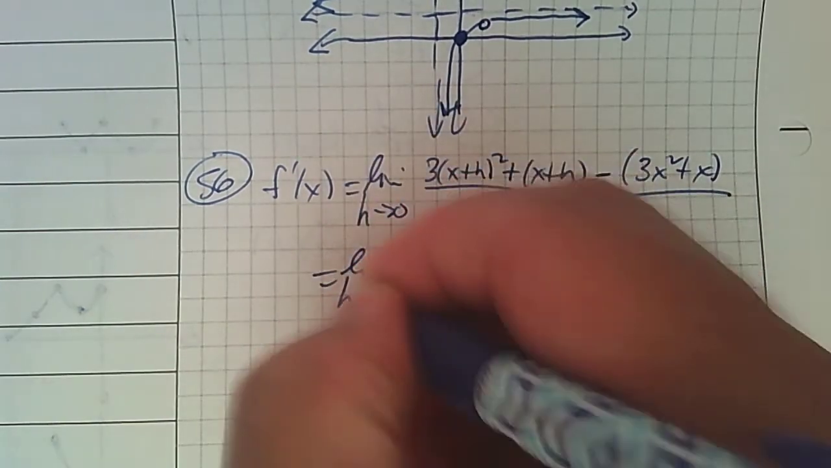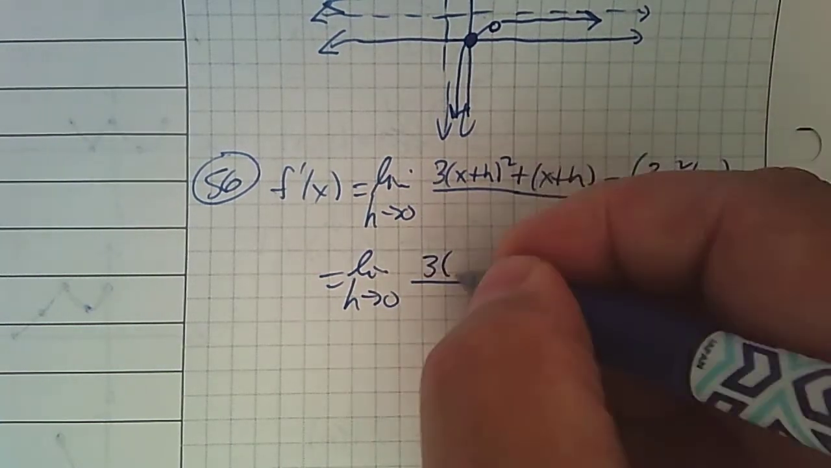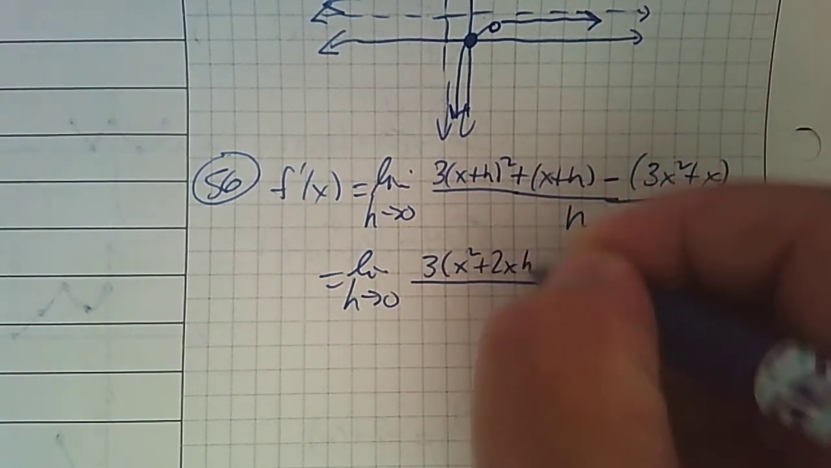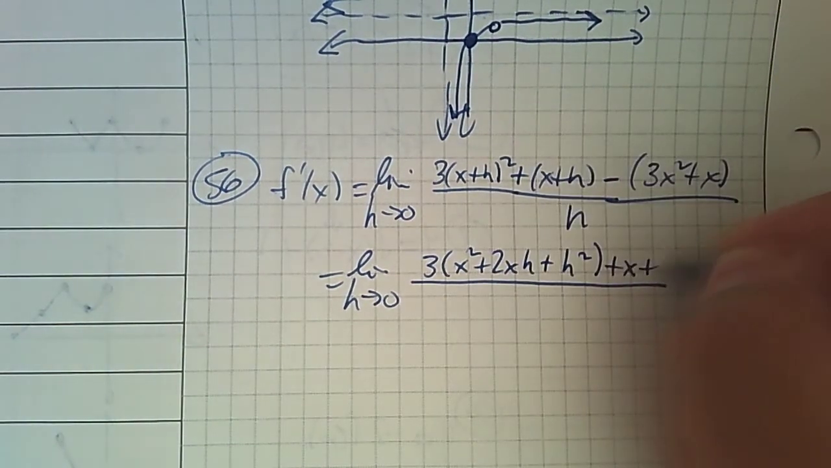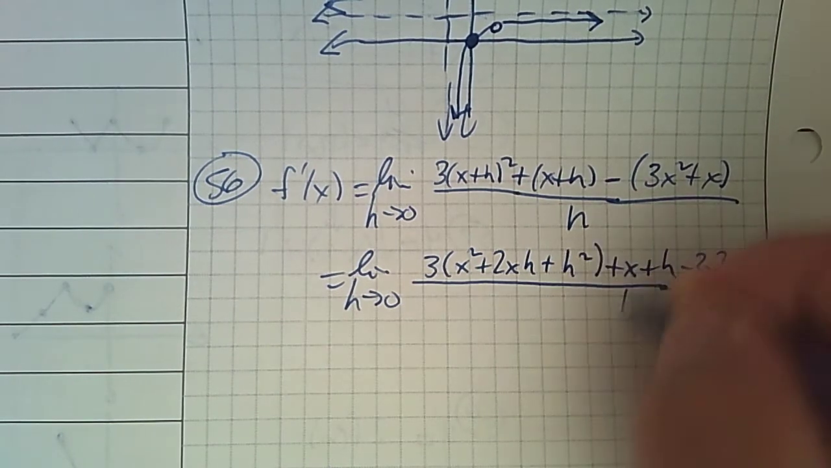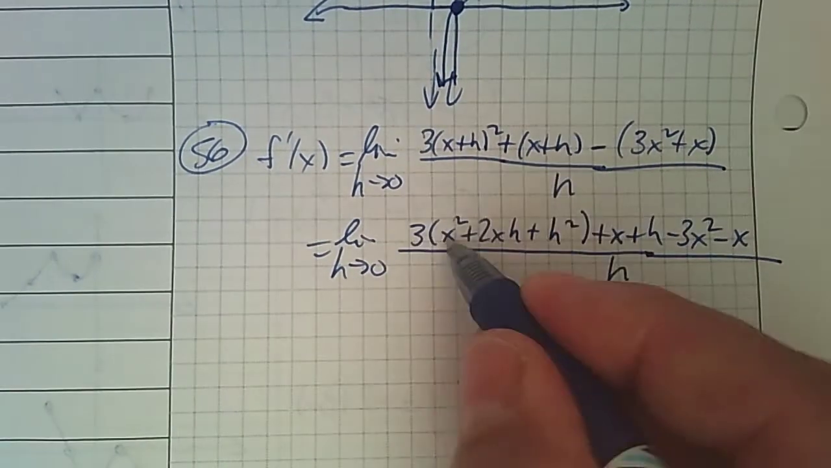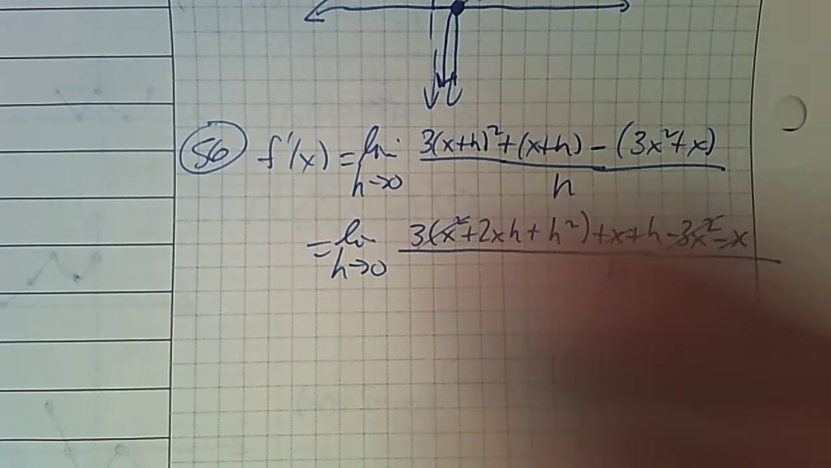Now can you do the algebra involved here? So I need to expand. So we have a 3 in front, that's x squared plus 2xh plus h squared. That's plus x plus h. That is minus 3x squared minus x. So let's match up. 3x squared, subtract 3x squared. X, subtract x.